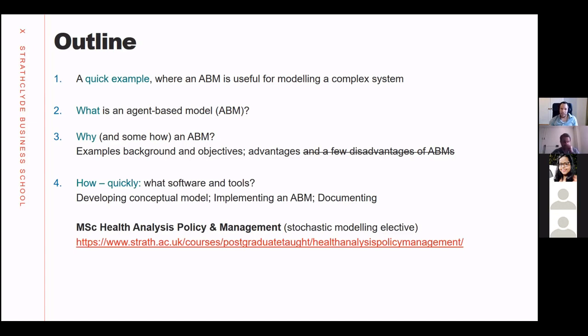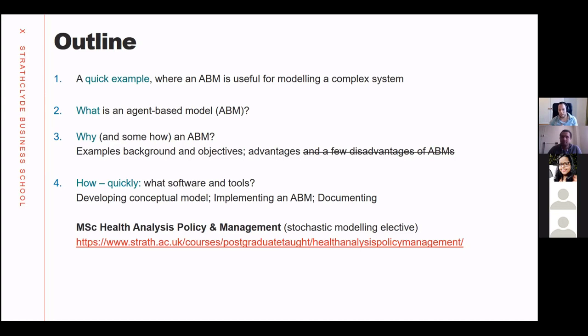Then we'll quickly chat a bit about how to develop agent-based models. I'll tell you a little bit about what tools I like to use, or what are some other options, how you might go about developing a conceptual model and implementing a model. I won't go into detail for that. If you are interested in going into detail about that, we do have a class here that I teach on agent-based modeling as well.